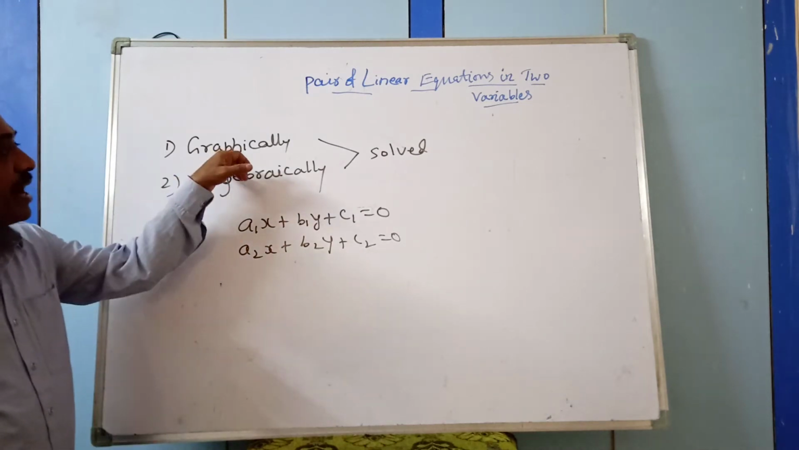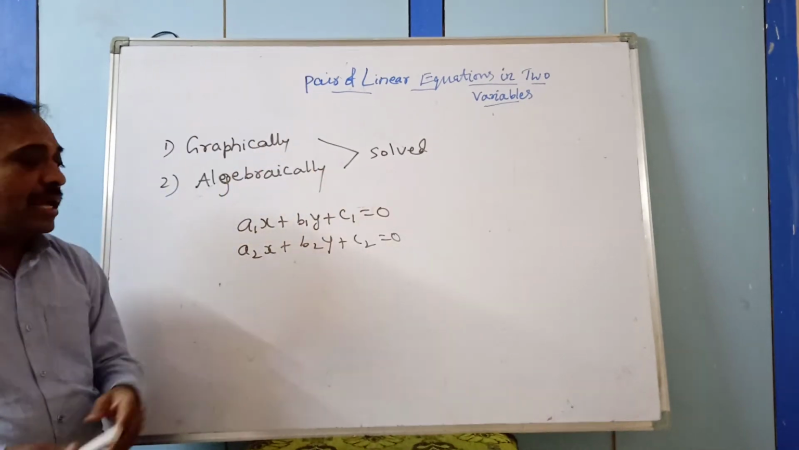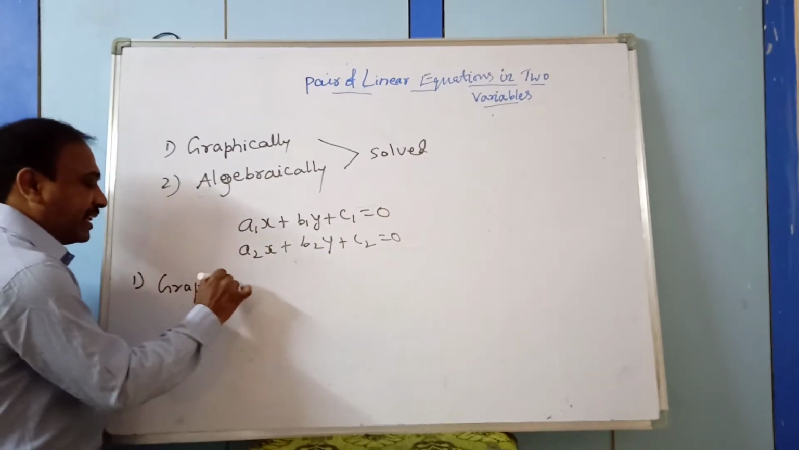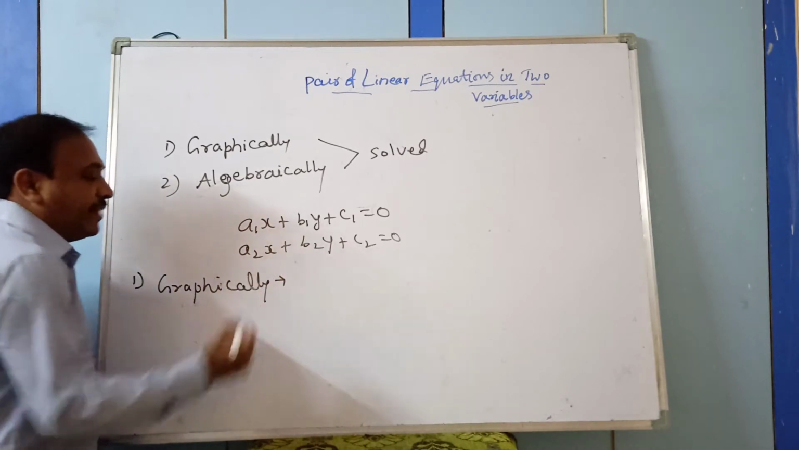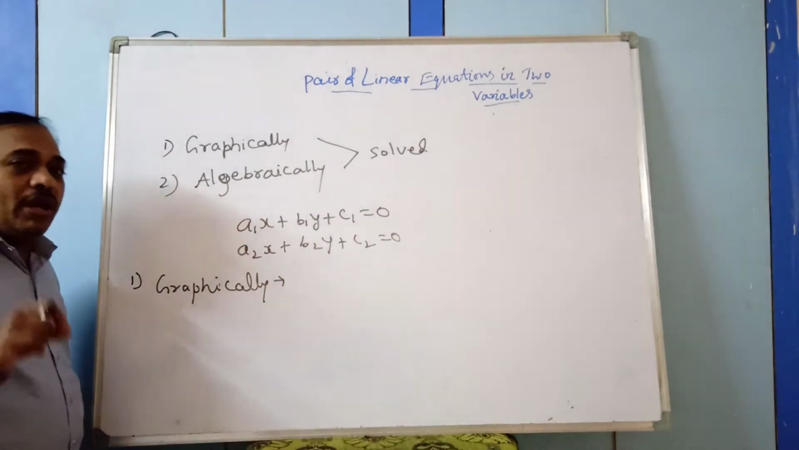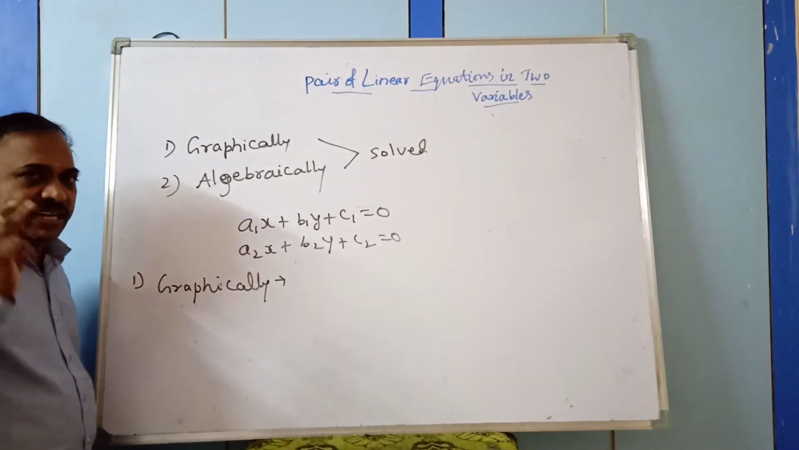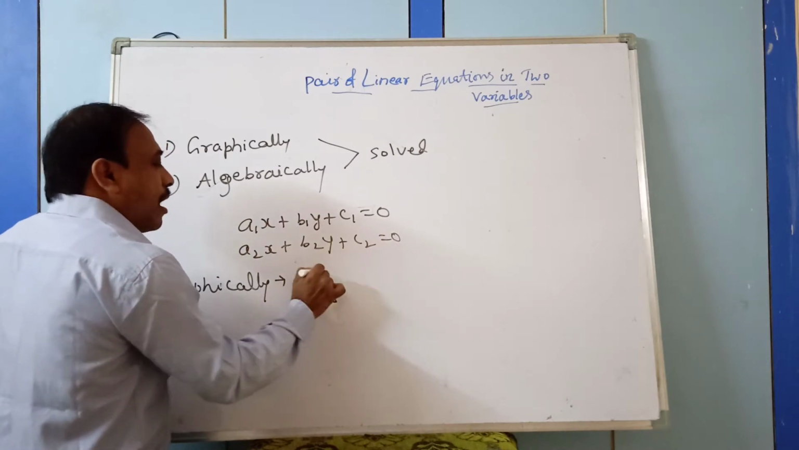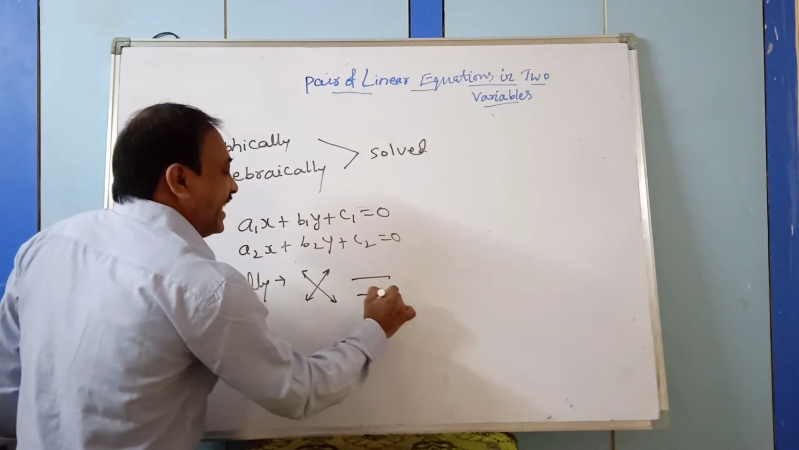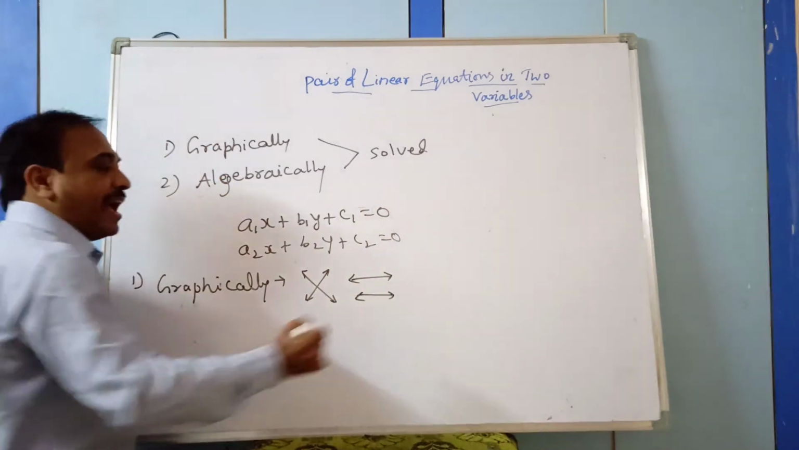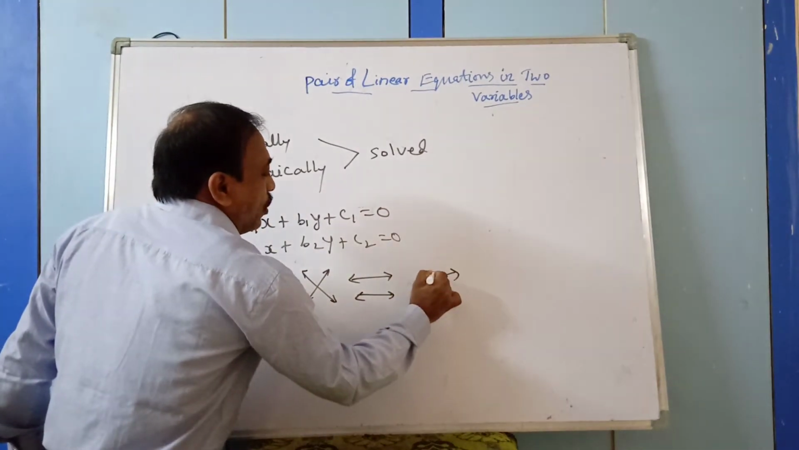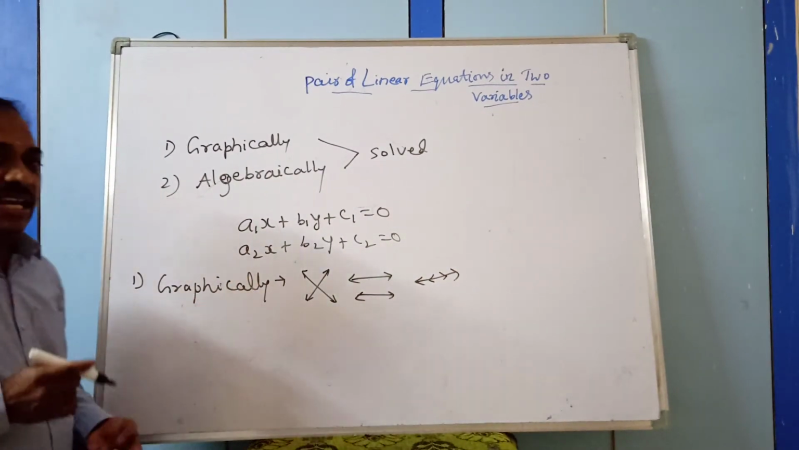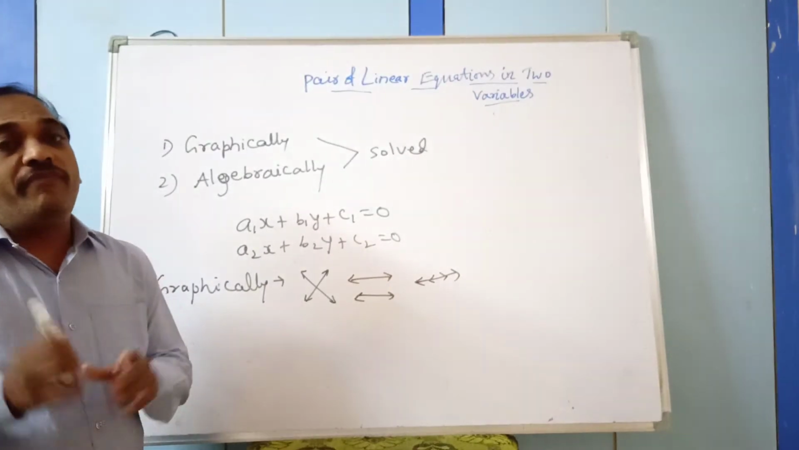When you solve graphically, the graphical method, when you draw two lines in the graph, then those two lines may intersect, or those two lines may not intersect, that is nothing but parallel, and those two lines may be coincident, which is one overlapping on the other. That is how graphically we can represent and find the solution.